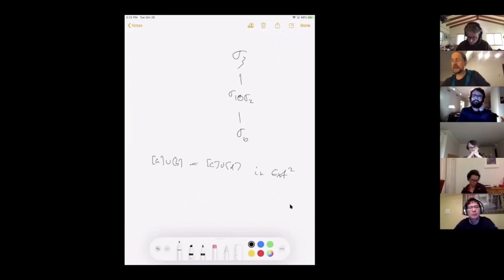These extension classes A and B are only defined up to scaling, so it really only makes sense for them to be equal up to scaling. So really they span the same line in Ext2. So that's what must be true.